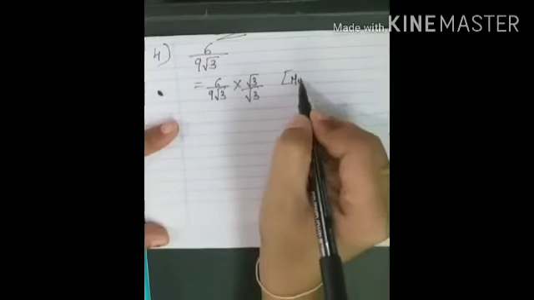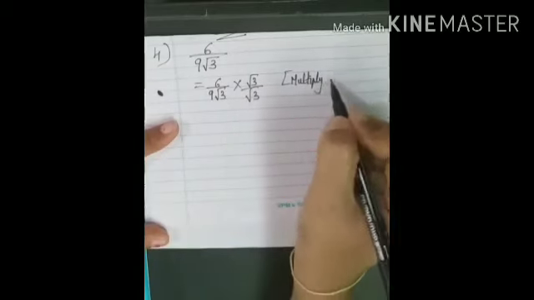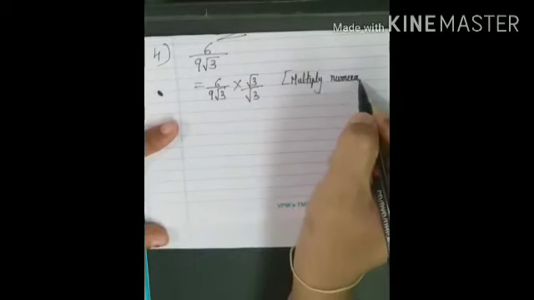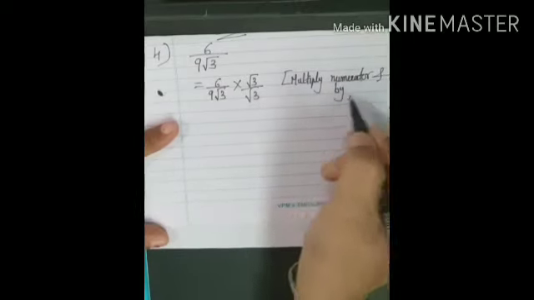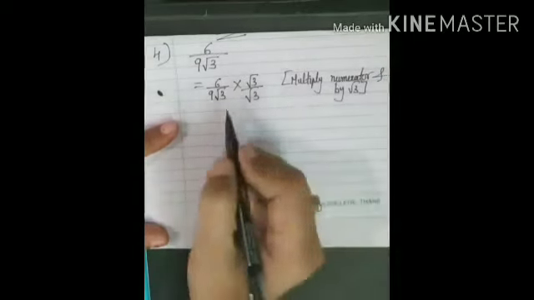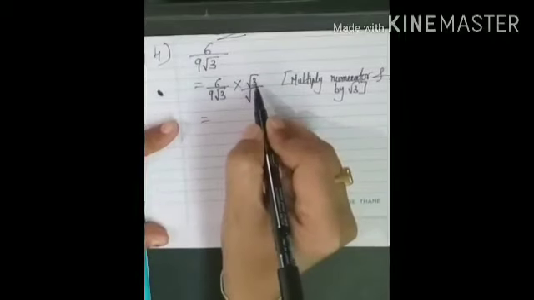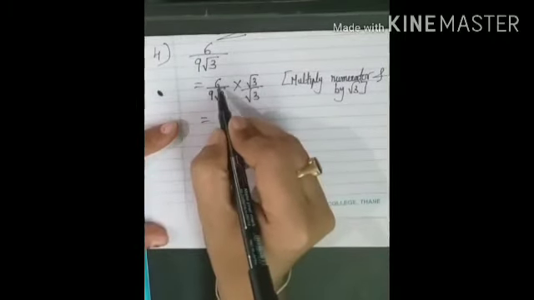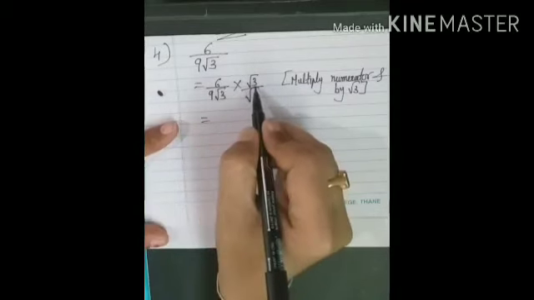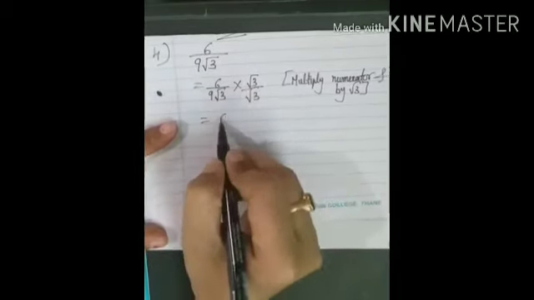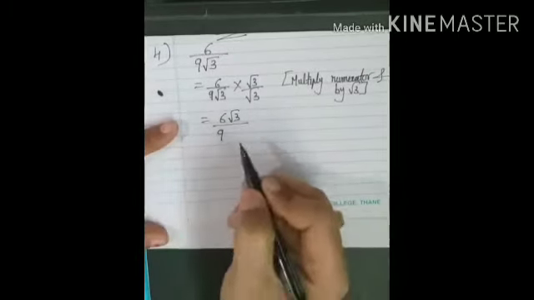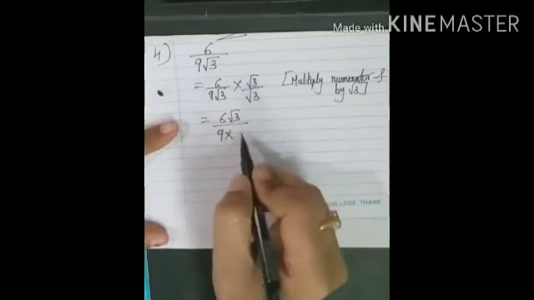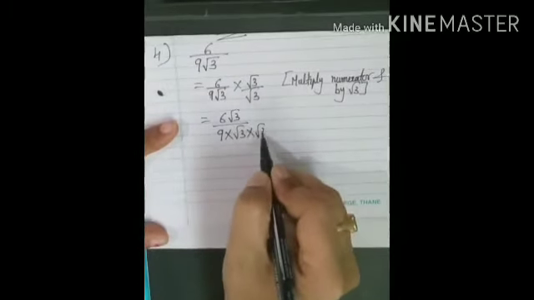Here write down in the bracket: multiply numerator and denominator by root 3. Now, children, 6 and root 3 we can't multiply because this is without root and this is with root. So 6 root 3 upon 9 will be as it is, into root 3 into root 3.